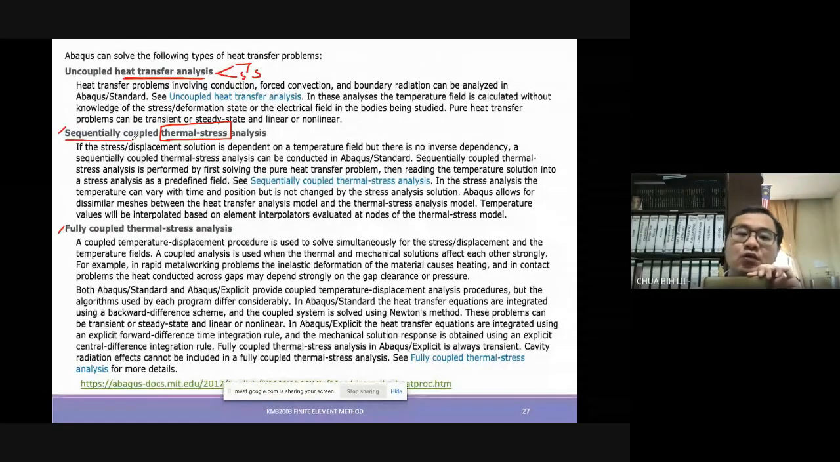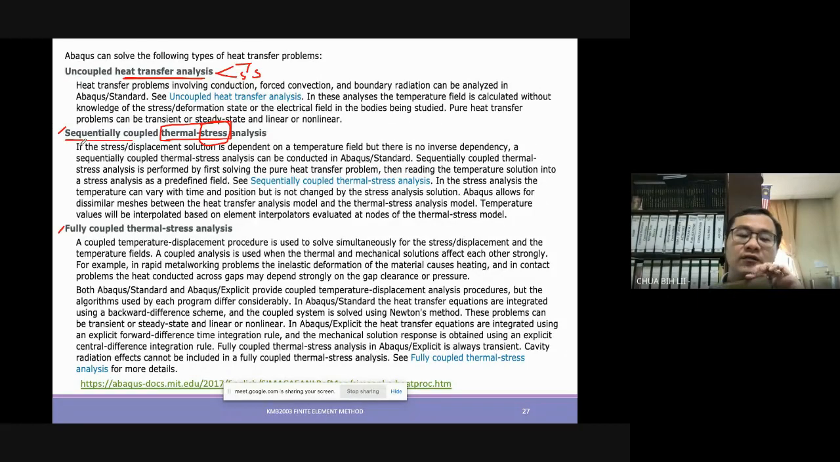Then only we put this temperature profile into the structural analysis, to obtain the stress. Then we call this a sequential coupled thermal stress analysis. Okay, this is one way of doing it.